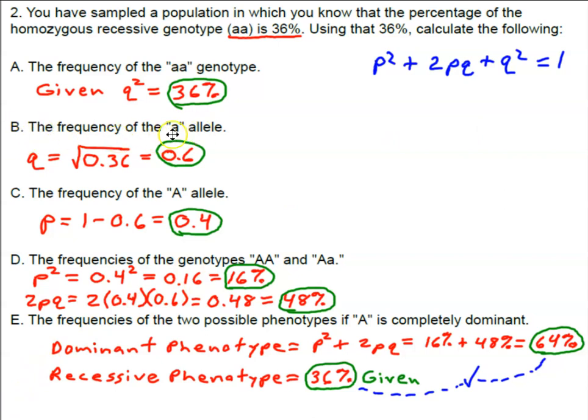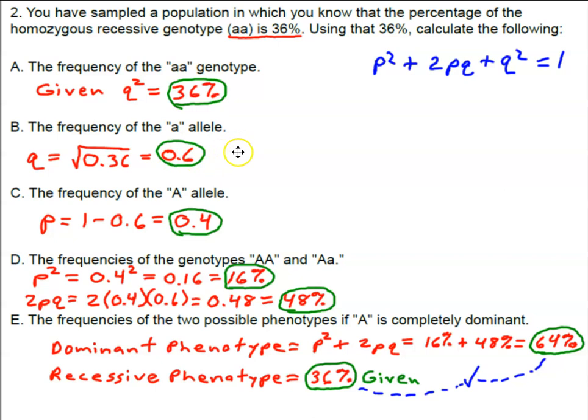Part B here asks for the frequency of the recessive allele. And to get that, we simply take the square root of 0.36. So the genotypic frequency of the homozygous recessive genotype is 36%, but if you're going to work with that, you need to turn it into a decimal. So don't take the square root of 36. You need to take the square root of 0.36, and that ends up being 0.6.